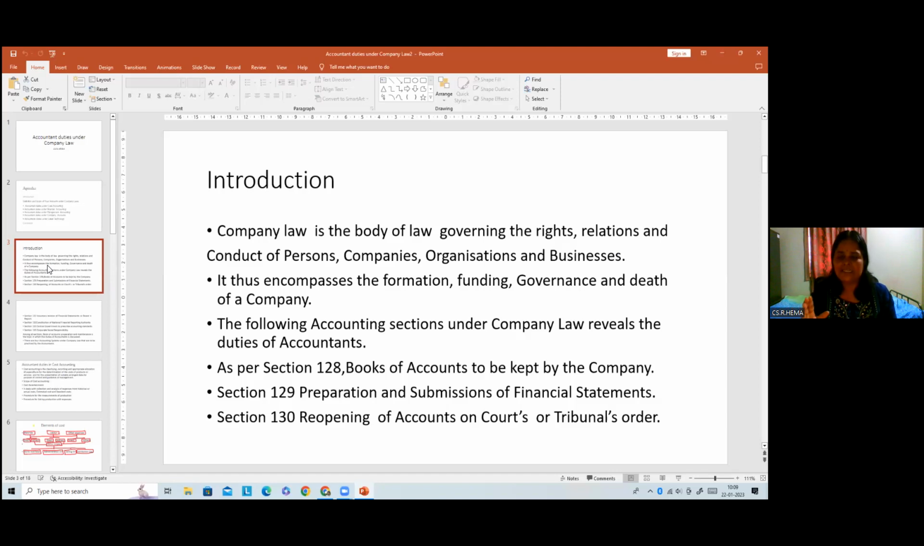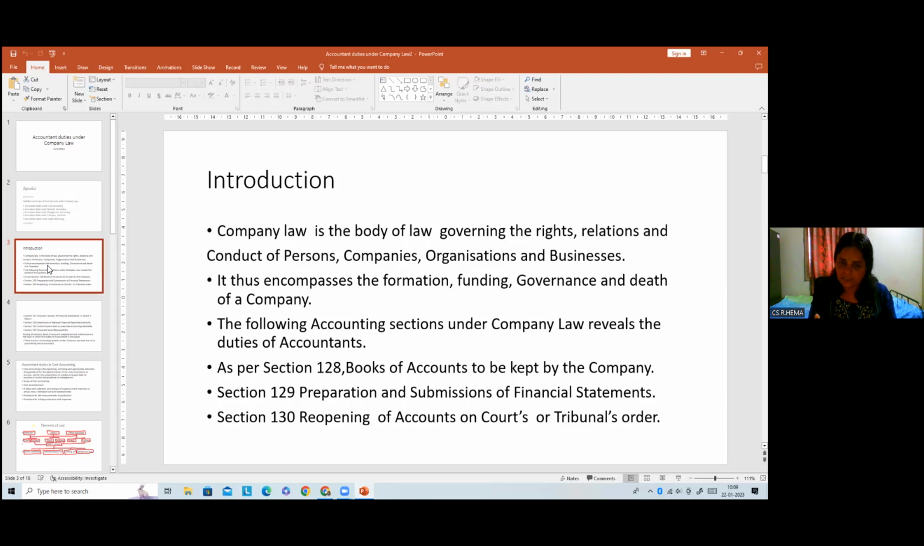So if you all study these 4 points formally, I'm going to give you just an introduction, but if you go deeply, if you spend more time on the Companies Act, you will get the procedures, you'll come to know the Companies Act procedures, so that you can support the professionals. As an accountant, you can do the duties of formation, funding, governance, and death of a company.